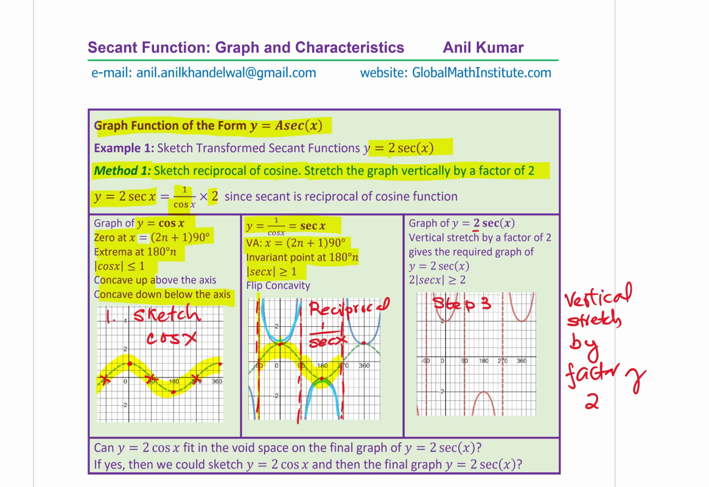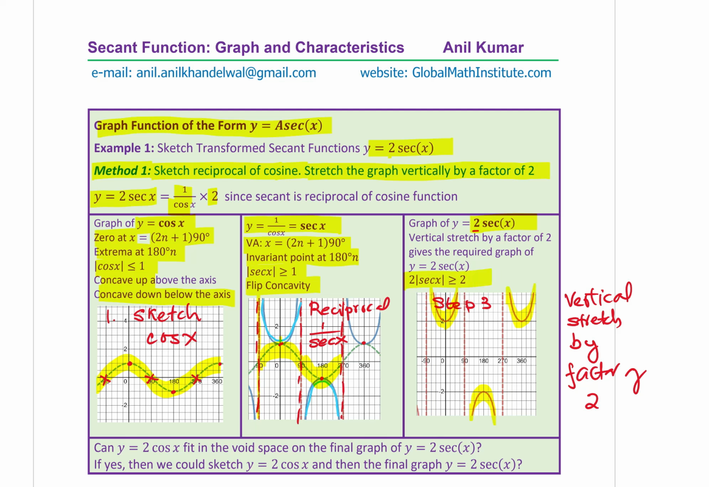So we can write absolute value of secant is greater than or equal to 1. And we can flip the concavity to get the graph of secant x. Perfect. So we got the graph of secant x. Now it is a question of incorporating the vertical stretch by a factor of 2. That means all the y values get multiplied. So 1 becomes 2, and likewise all the values get multiplied by 2, and so vertical stretch by a factor of 2 gives us the required function 2 secant x as shown here, right?